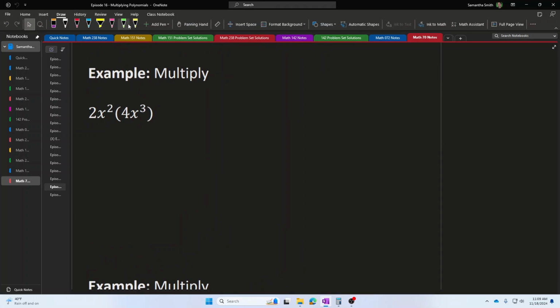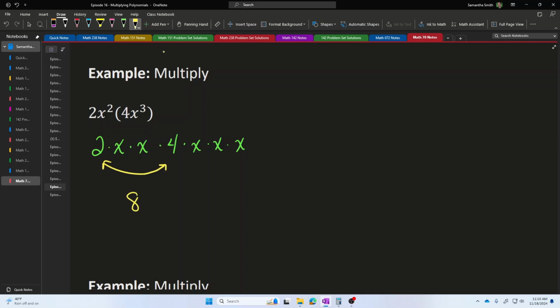Now, when I'm approaching a problem like this one, it can be helpful for me to remind myself of the meaning of x to the power 2. If I wrote out this product in its full format, 2x squared would be the same thing as 2 times x times x. And I would like to multiply that by 4 times x times x times x, three copies of x multiplied together. Now, if I multiply the two coefficients, 2 times 4 results in 8.